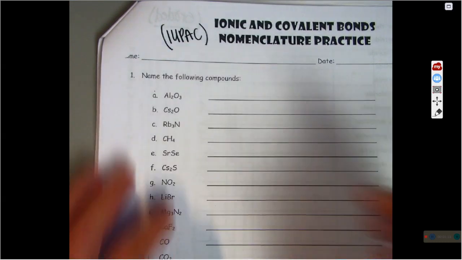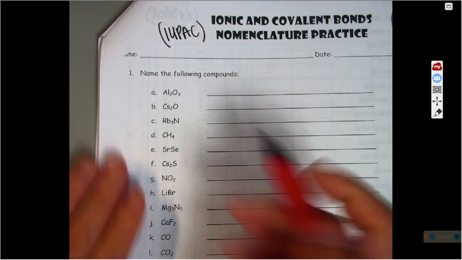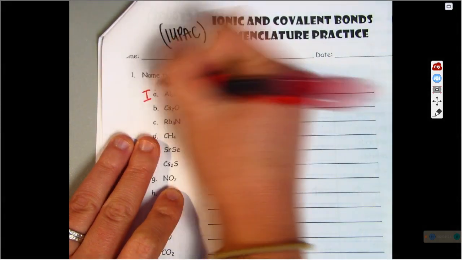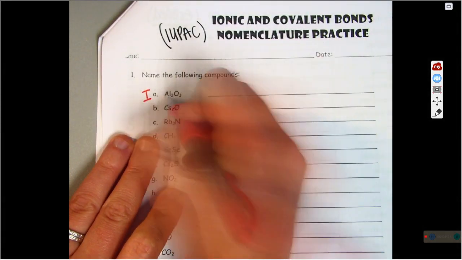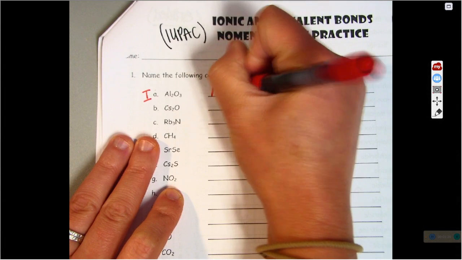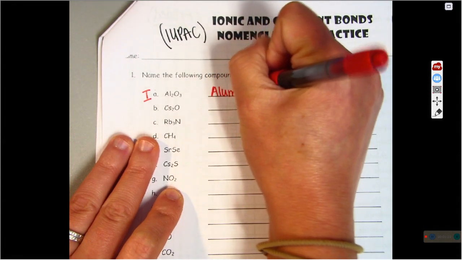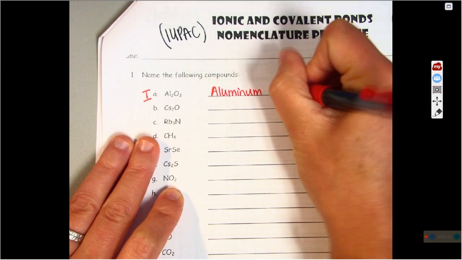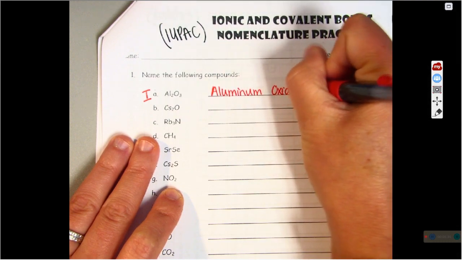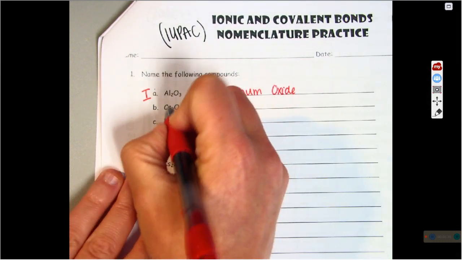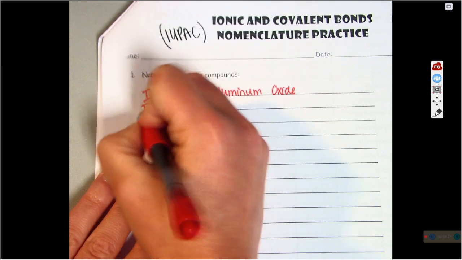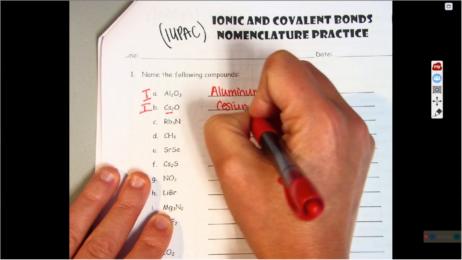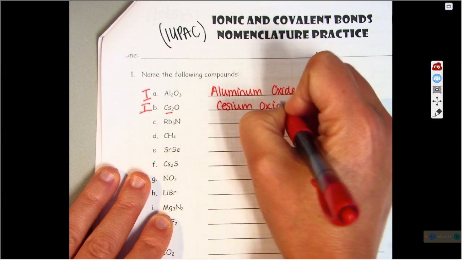So we're going to label each one of these as ionic. You need to do this in your packet. It is for a grade. So I'm going to label this as ionic because I see a metal first. That means I write my name of my metal, aluminum, my name of my nonmetal, and I put ide, so oxide. All right, I see a metal right here, so I'm writing ionic out beside it. I'm naming it the same way, cesium oxide.